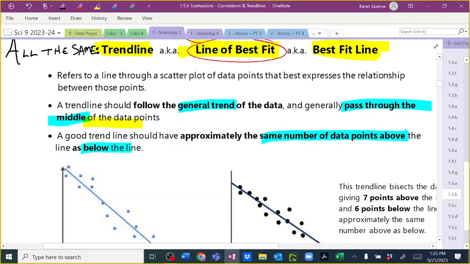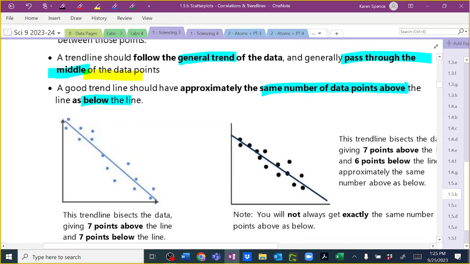All right, and so here are some trend lines. You'll notice that there's about the same number above as there are below. There's 7 points above, 7 points below. Here we have 1, 2, 3, 4, 5, 6, 7 points above, 1, 2, 3, 4, 5, 6 points below, and 1 on the line. You don't have to get exactly the same number above as below, as long as it's mostly following the trend of the data.